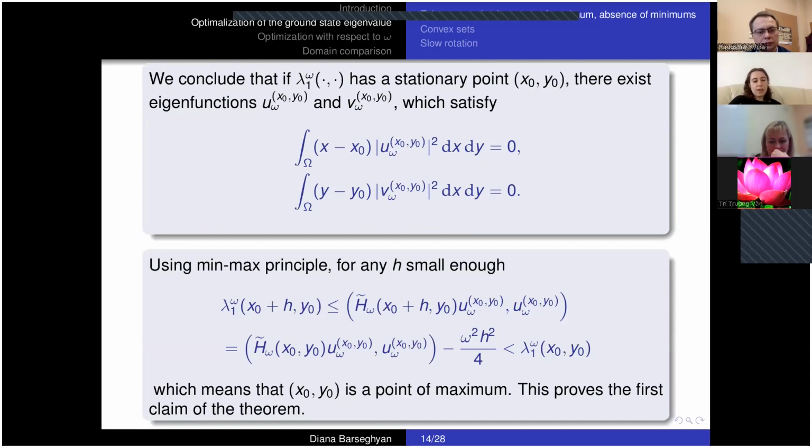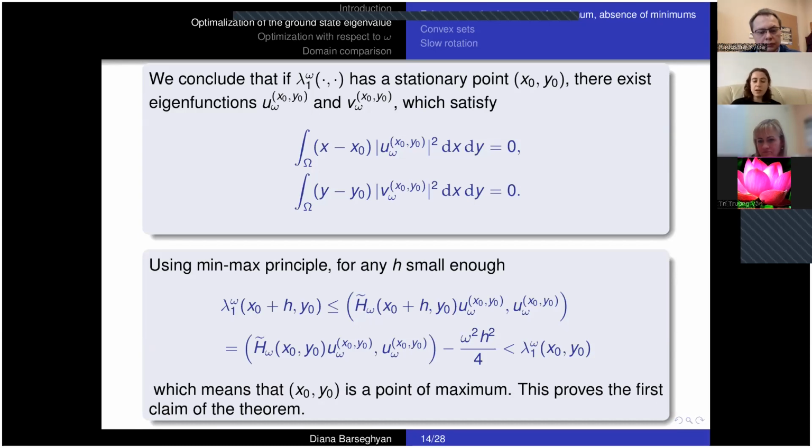Now we will have any h small enough number. Then we can look at the perturbed eigenvalue, lambda1 omega x0 plus h y0, use the minimax principle, and estimate it via the Hamiltonian corresponding to this eigenvalue, but apply it at u omega x0 y0. Then we calculate it and get the unperturbed operator applied on its eigenfunction minus some positive number. So therefore, it's less than the ground state eigenvalue.